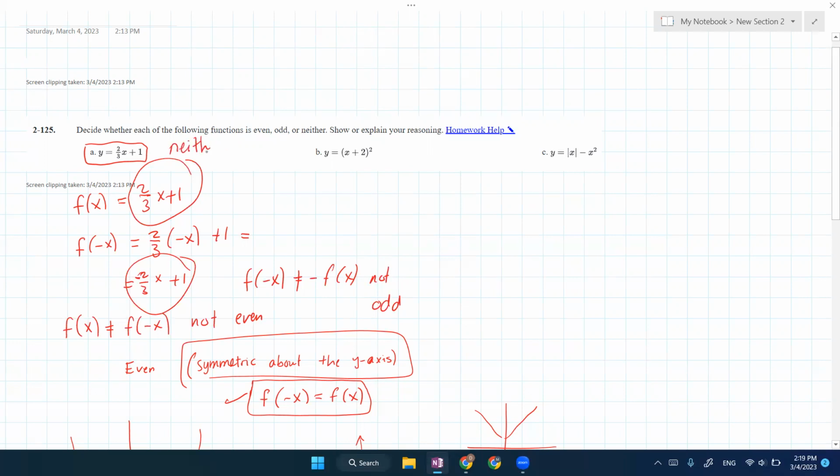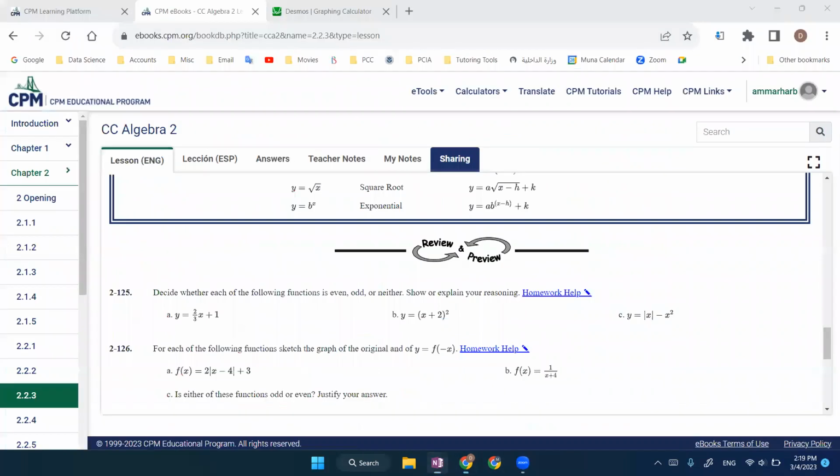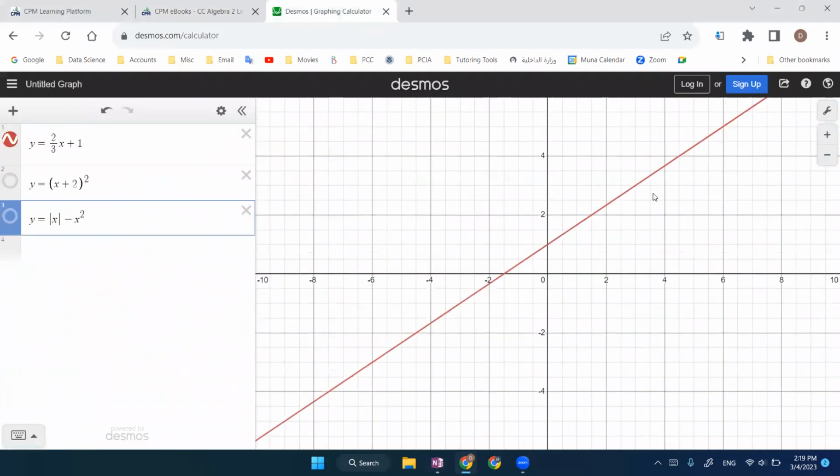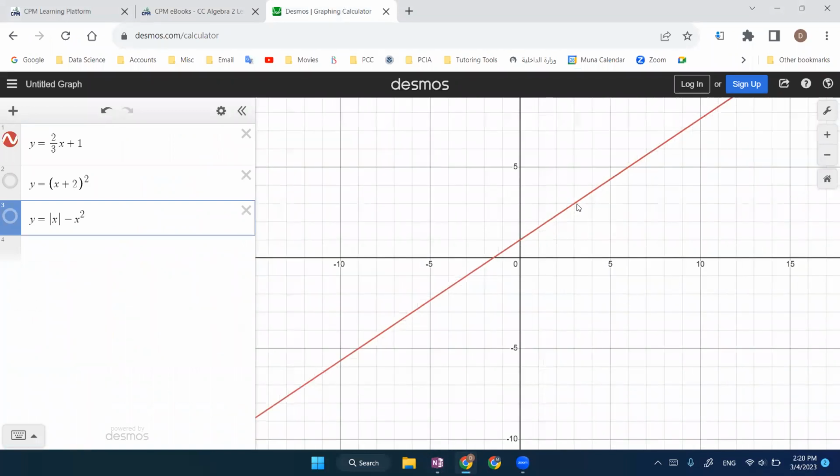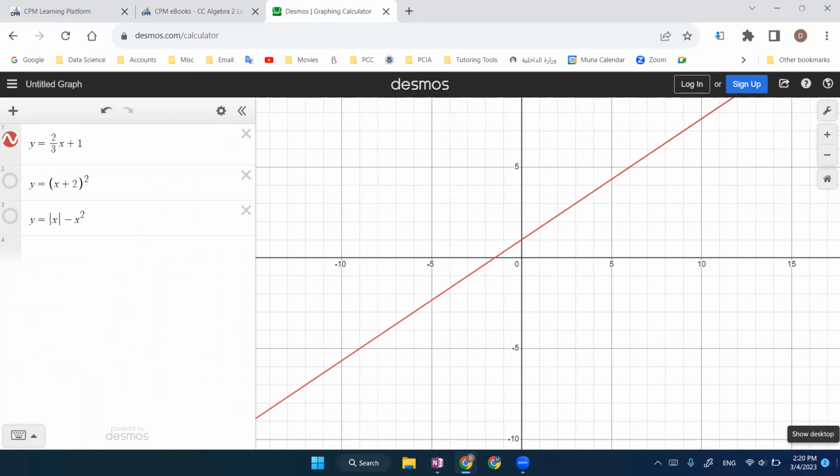We can see that also graphically if we graph this with Desmos. The graph is here. Look at the line here. It is not symmetric around the y-axis. For example, if you pick this point, we don't see the point across the y-axis here and here. No, so the y-axis doesn't act like a mirror here. So obviously this is not even. Also, it is not symmetric across the origin, so it is not an odd function.